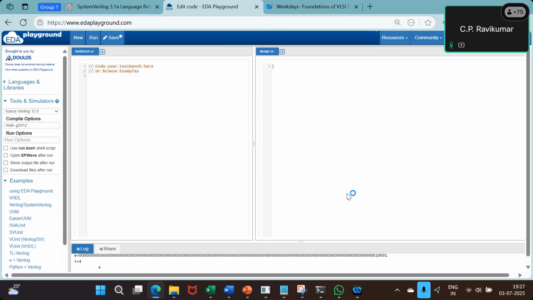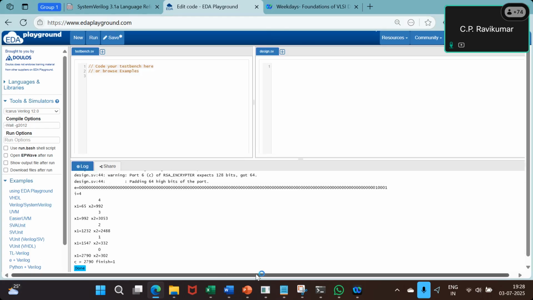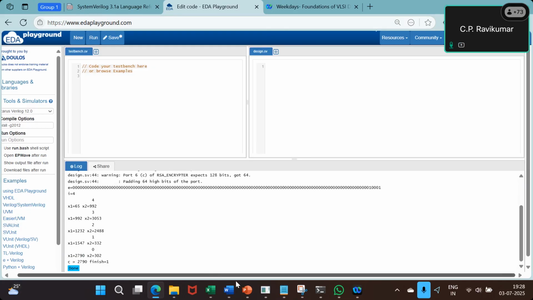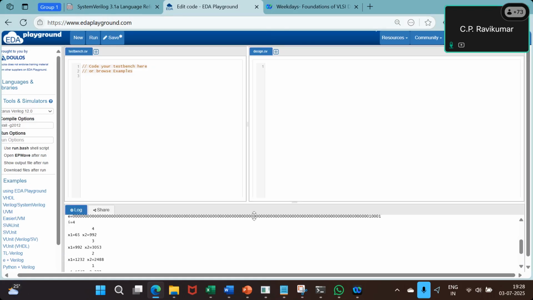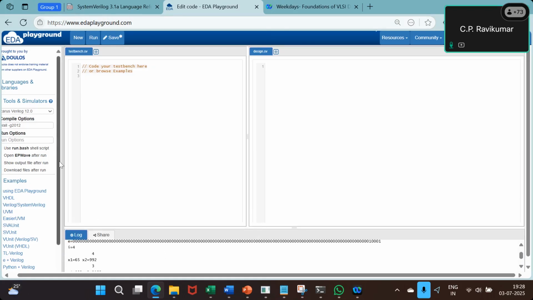So think about the index thing and how you will schedule this. You can look at this. It has printed E as a 128-bit number. It did not complain. And that too, we are not even using a commercial simulator.